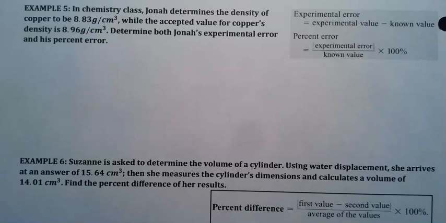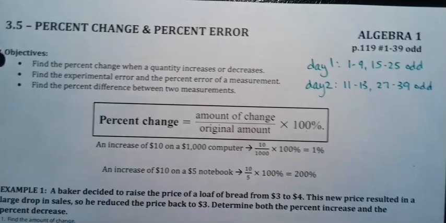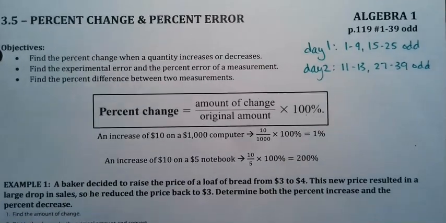All right, I'm actually going to flip this over so we can look. So today we're doing 3.5. We're going to work on it for the second day. So we have percent change and percent error. Today we are going to do the second objective here. We're going to find experimental error and the percent error of a measurement. Okay, and we're also going to do the next one, find the percent difference between two measurements.